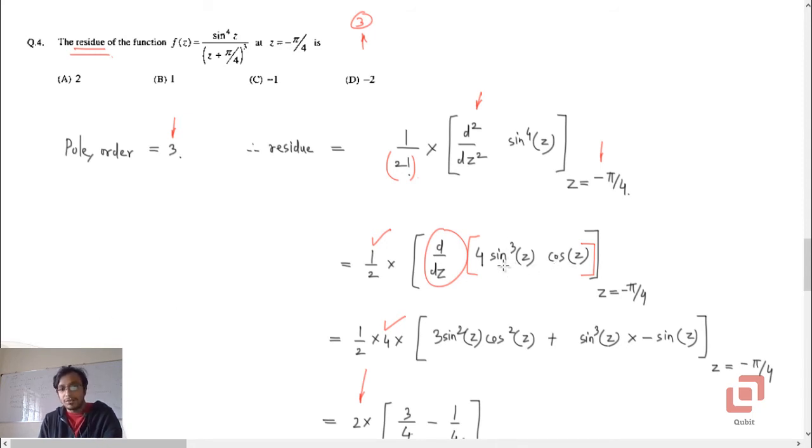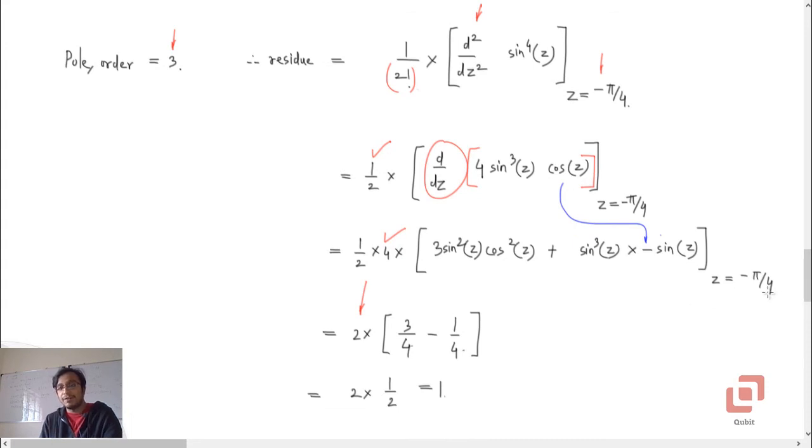Again apply the product rule. So 3 sine squared z into cos z into cos z, so that makes it cos squared z, plus sine cube z as it is into the derivative of the second function, which is negative sine z. Now we have to substitute the value of z as negative pi by 4 everywhere. Sine of negative pi by 4, how much is it? Negative 1 upon root 2, but we are going to square it, so that will be 1 by 2. And cos of minus pi by 4 is positive, and we are going to square it anyways, so that is going to be 1 upon 4, and due to 3 this will be 3 by 4.